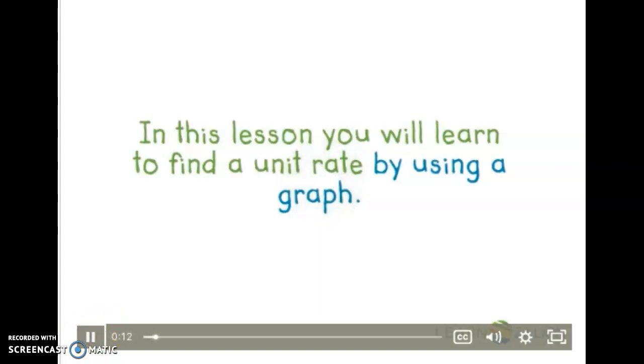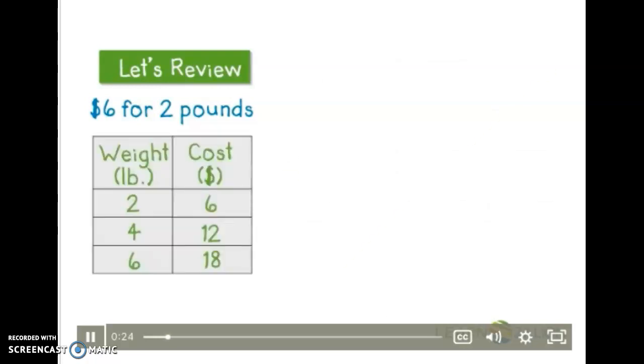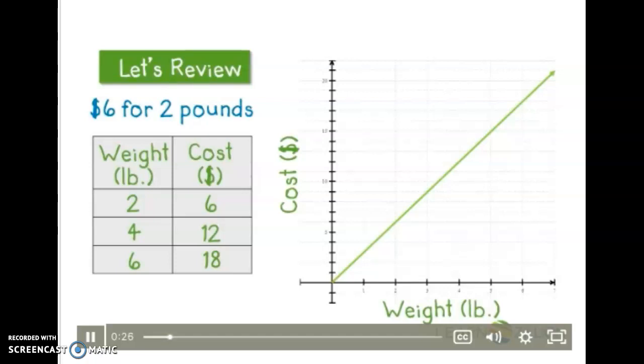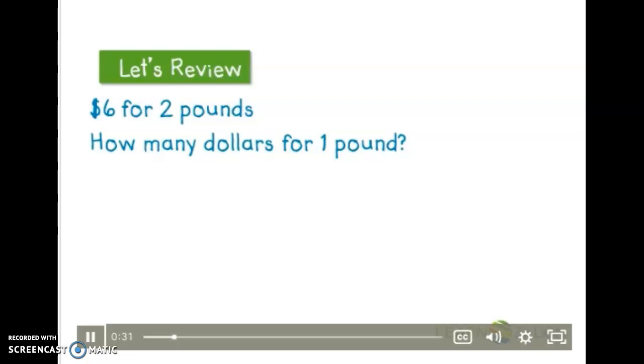In this lesson, you will learn to find a unit rate by using a graph. You've already learned that if you have a proportional relationship like $6 for 2 pounds, you can make a table of values and graph the relationship. You've also already learned what a unit rate is.